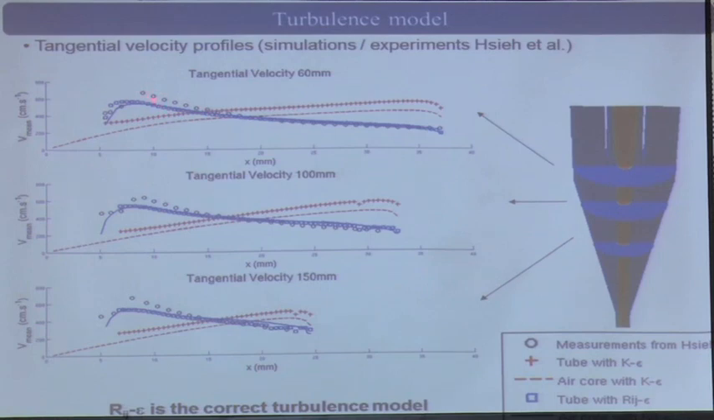Okay, so the black dots are the measurements, and you see that the red points, which have been obtained with one model, is not accurate at all. And then if we move to another model, RSM, then we get a better agreement with the experiment. It's not perfect, but it's much better. And it is because the K epsilon, there is one assumption that the turbulence is isotropic, but in that flow, it is very anisotropic, because you have this big swirl.